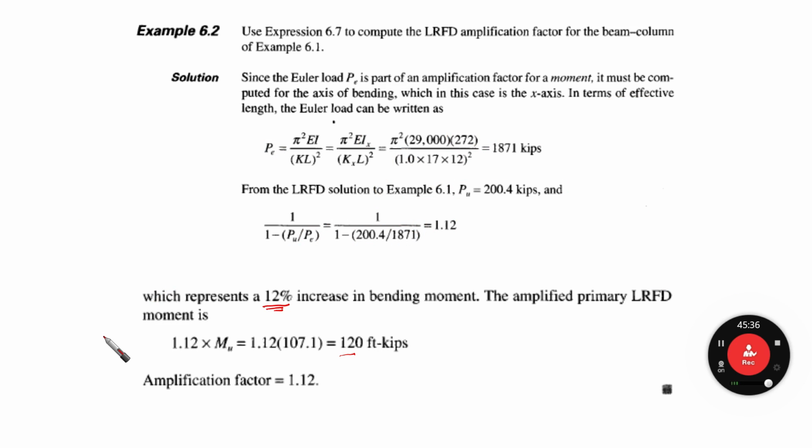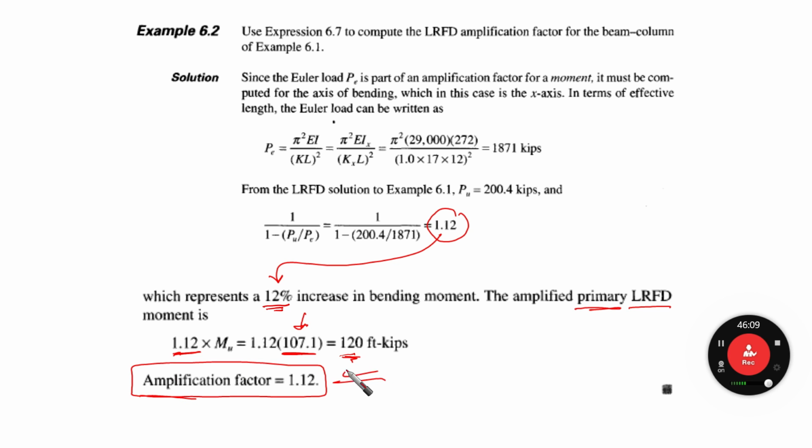Let's clear everything here. This 1.12 represents a 12% increase in bending moment. The amplified primary LRFD moment is 1.12 times M ultimate, which is 107.1. Already we have explained it before. This gives us 120 foot-kips. The amplification factor is going to be 1.12.